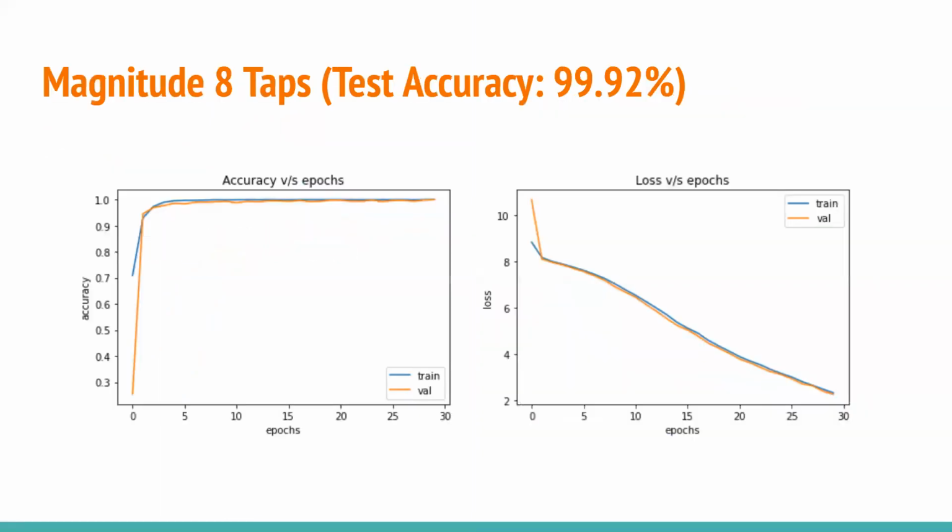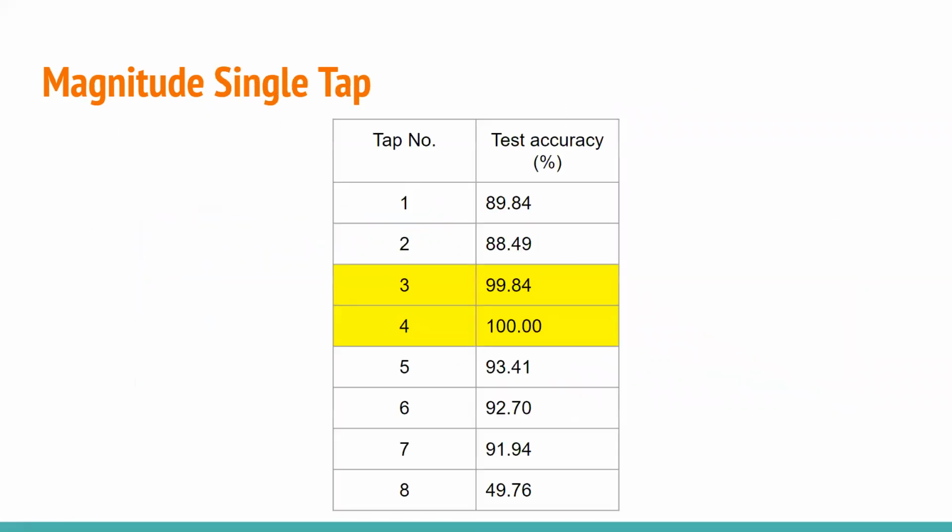So this is the first experiment in the magnitude 8 taps, in which we got a test accuracy of 99.92%. Just look at the accuracy and loss plots. It converges so fast, both are almost looking the same. Now we'll move on to magnitude single tap.